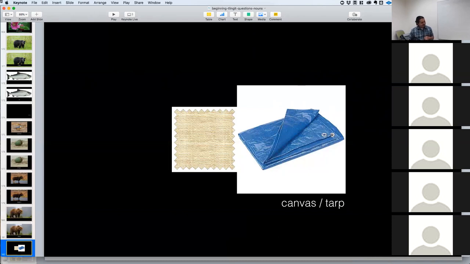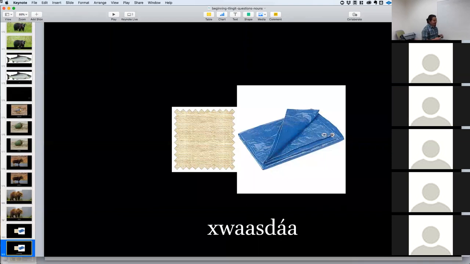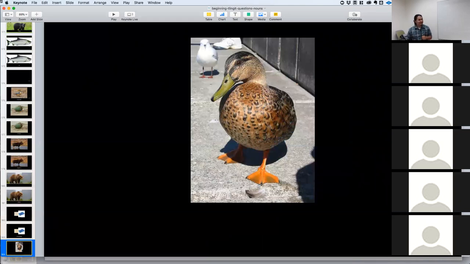Issa is fabric, but like a canvas or a tarp. Hwazda. So Issa is fabric, and it means the one that blows around. So what would Issa hit be? A tent. So what would Hwazda hit be? A wall tent. Yeah, a what? Wall tent. You know, like you build a frame for it and then it's got the canvas.